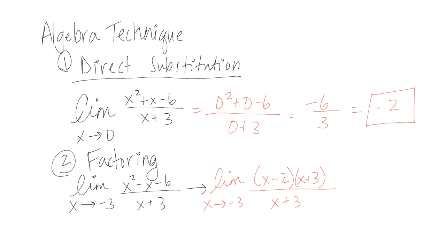And then we see that these two could go away, right? They become 1. And then you have the limit as x approaches negative 3 of just x minus 2. And because it's continuous now at that value, I can just plug in. So this is going to equal just negative 3 minus 2, or 5. So, sorry, negative 5. Negative 5 is our answer here. So that is the limit. Okay, so that's one technique.